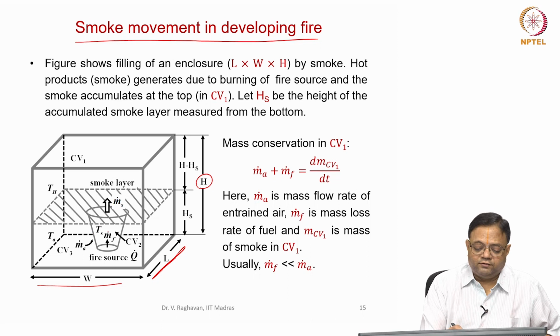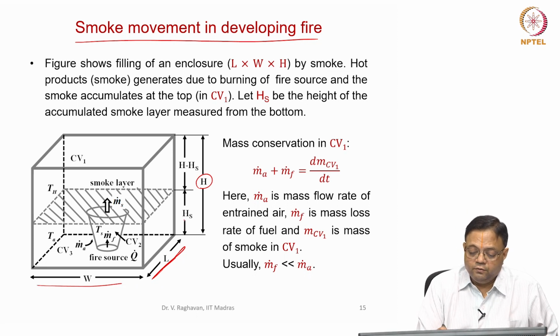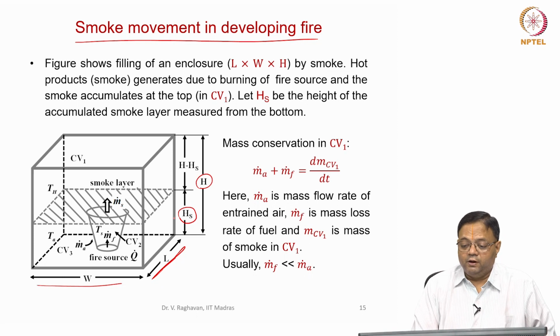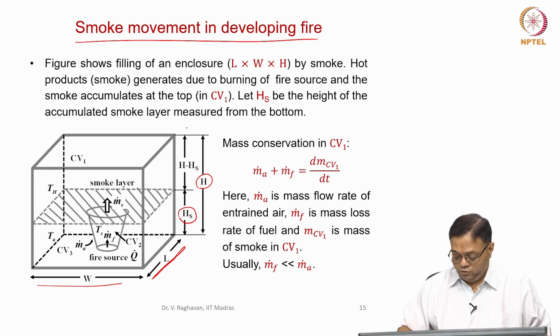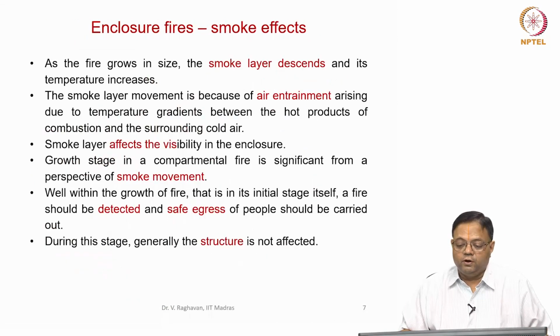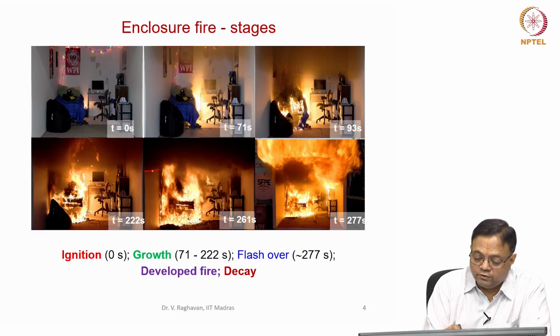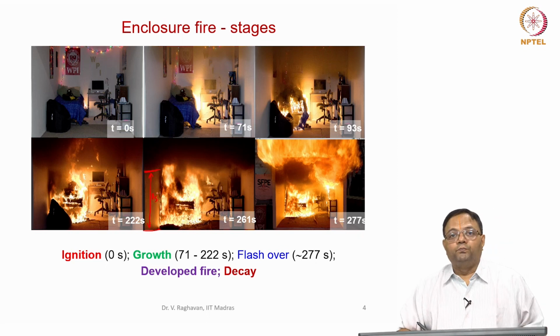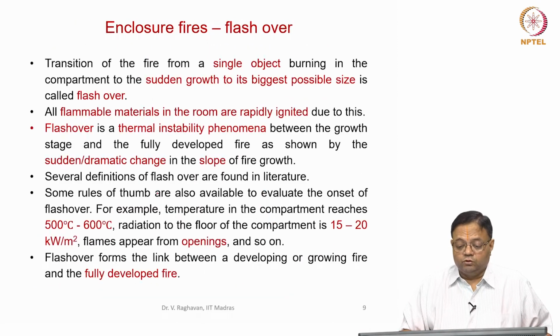Now, the smoke layer is established after a particular height. Here, the smoke layer height, for example, Hs, is the height of the accumulated smoke layer measured from the bottom. We will go back here to give you a picture of this. This is the smoke layer, which has descended to some height. This height is the smoke layer height measured from the bottom. Here in this time 261 I have shown this.